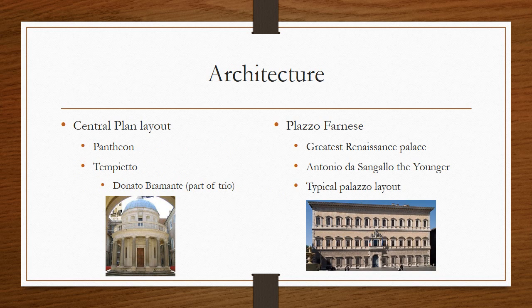High Renaissance architecture included the central plan layout, which can be seen in the Pantheon, as well as the Tempio. The Tempio was completed by Donato Bramante, who is part of the Renaissance trio. The High Renaissance also gave rise to the Palazzo Farnese, which is considered the greatest Renaissance palace. It was designed principally by Antonio da Sangallo the Younger, who of course was a student of Bramante's. This was a typical palazzo layout, a three-story rectangular building with a central courtyard.